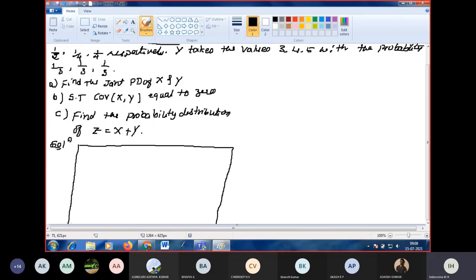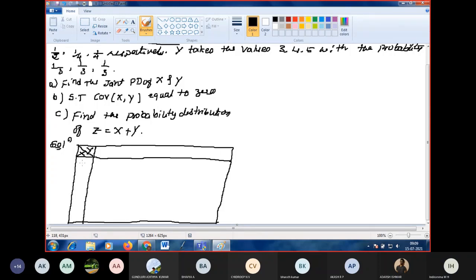First you write the data they are given. Now tell me the data they are given. What are the X values and Y values given? What are the X values? X values are given as 2, 5, 7.